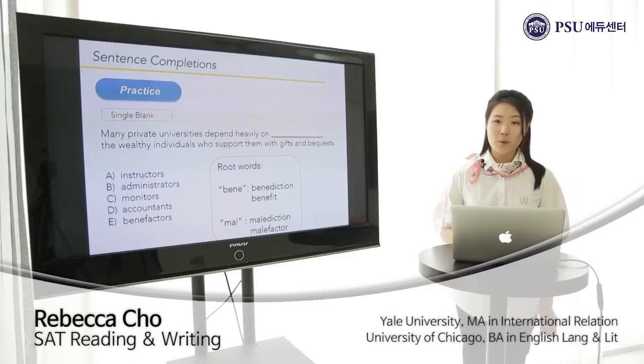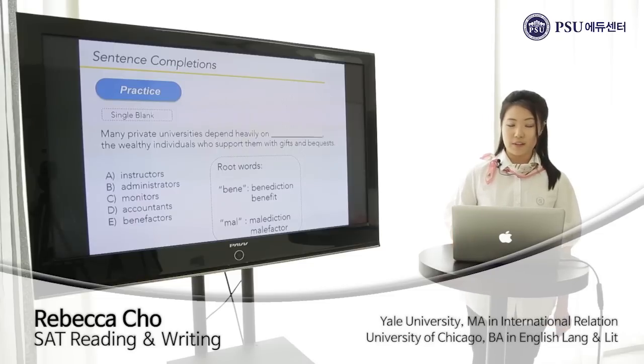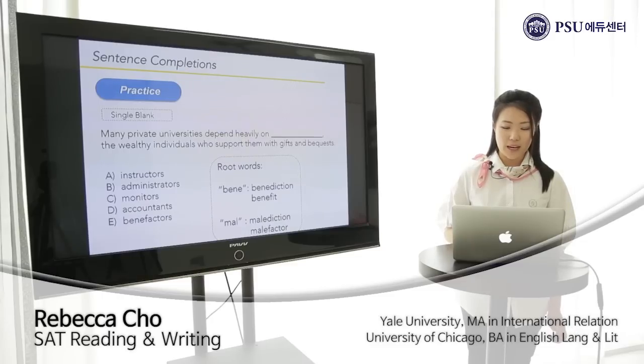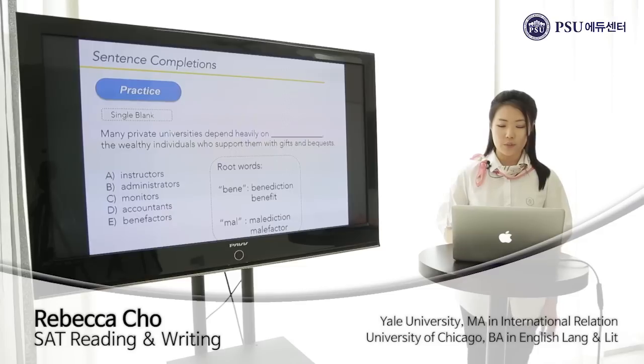So now that we've thought this through, let's try plugging in benefactor into the sentence and see if it fits the sentence. Many private universities depend heavily on benefactors, the wealthy individuals who support them with gifts and bequests. And yes, this fits perfectly, so we move on.